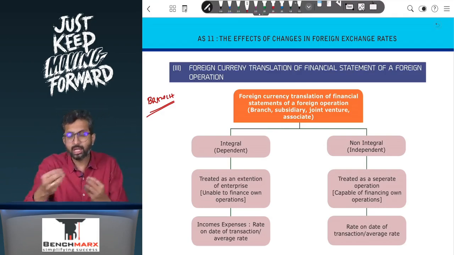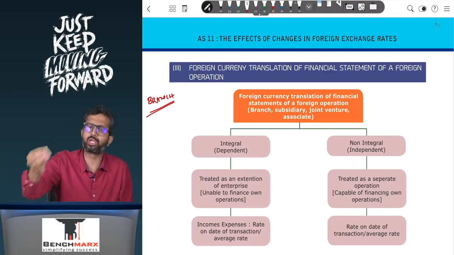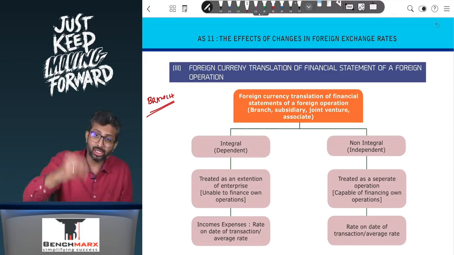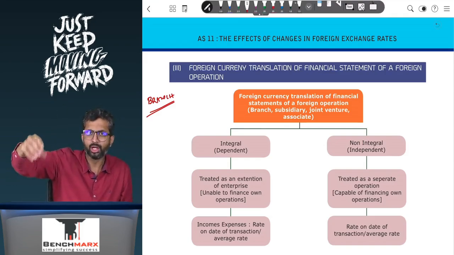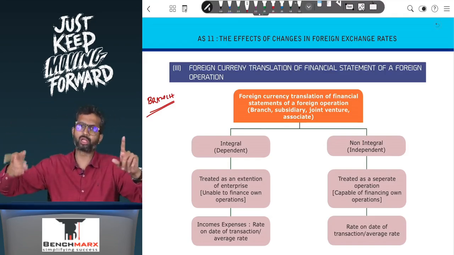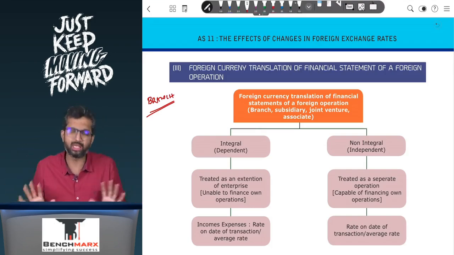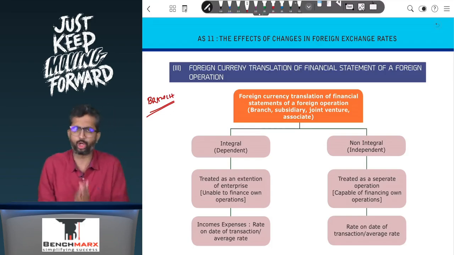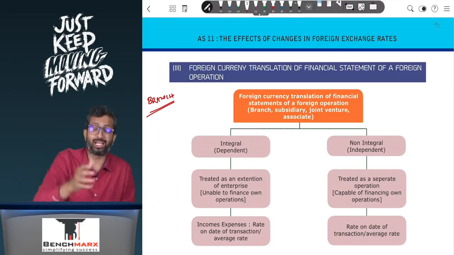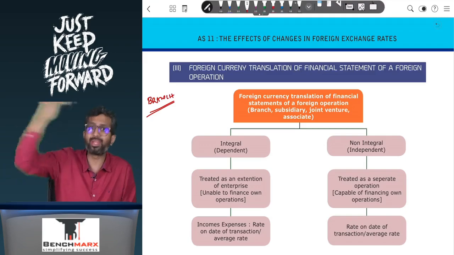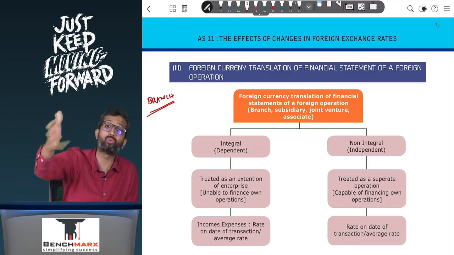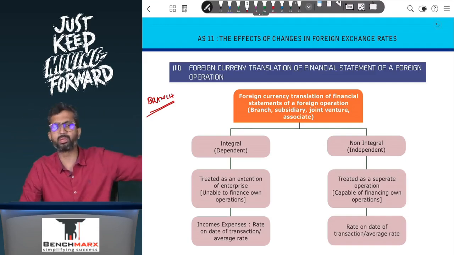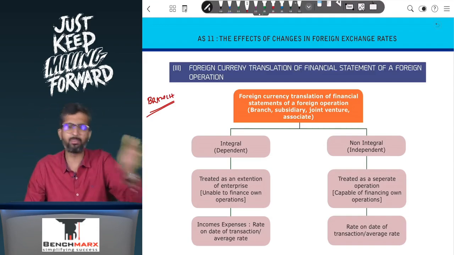That is, incomes and expenses of that branch will be converted at the rate on the date of transaction, and if that is not available, at the average rate. Monetary items of that branch, let's say debtors, creditors, whatever it is, will be converted at the closing rate. Non-monetary items will be at the historical rate, and any gain or loss that arises will go into the profit and loss account. Why? Because that money will actually be transferred. If I have to pay something in Chinese yuan, the Indian operation will actually use rupees to buy the yuan and pay them. Or if they have to remit something back to India, they will repatriate.